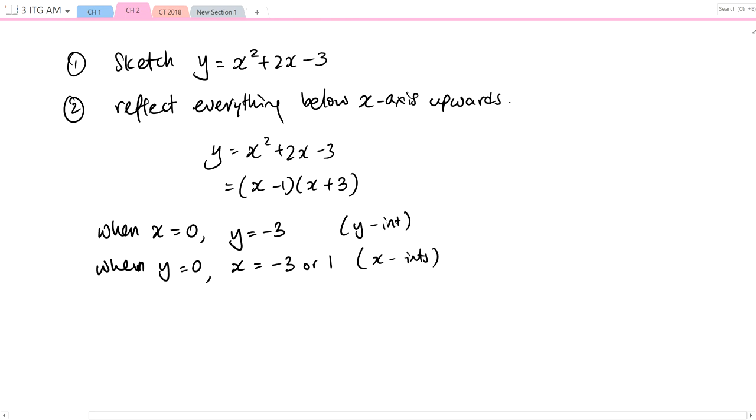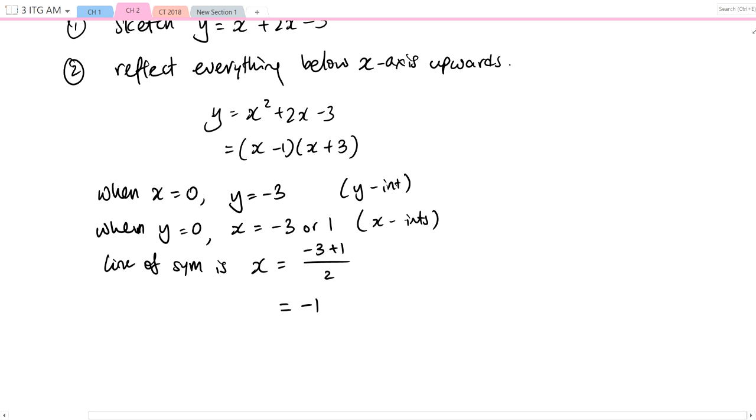If I am able to get my x-intercepts, I will be able to find my line of symmetry. Line of symmetry is x equals, so it is just the average of your x-intercepts, -3 plus 1 divided by 2, which is -1. So it is a vertical line called x equals -1. Once I have my line of symmetry, I'm able to write my turning point. The x coordinate is the same, and I need to find my y coordinate.